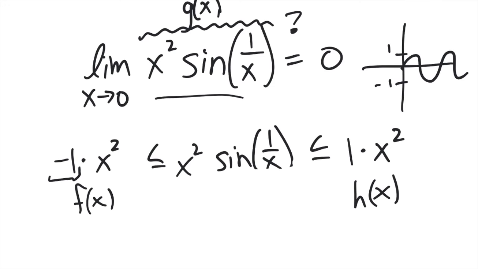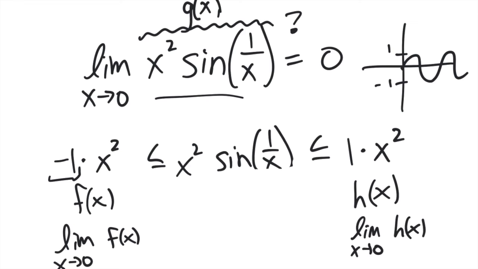Now that wasn't quite so obvious. We had to think about the sine function and how the sine function is bounded by -1 and 1 in order to be able to set this up. But look at what happens when we look at the limit as x goes to 0 of f of x. And look at what happens when we look at the limit as x goes to 0 of h of x.